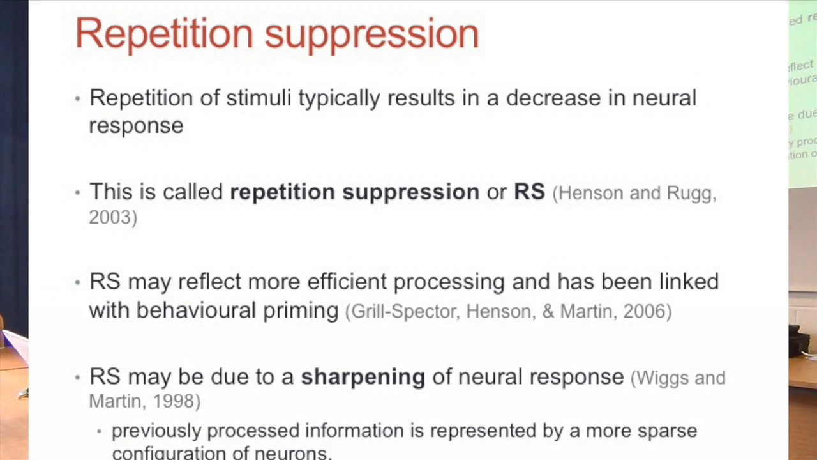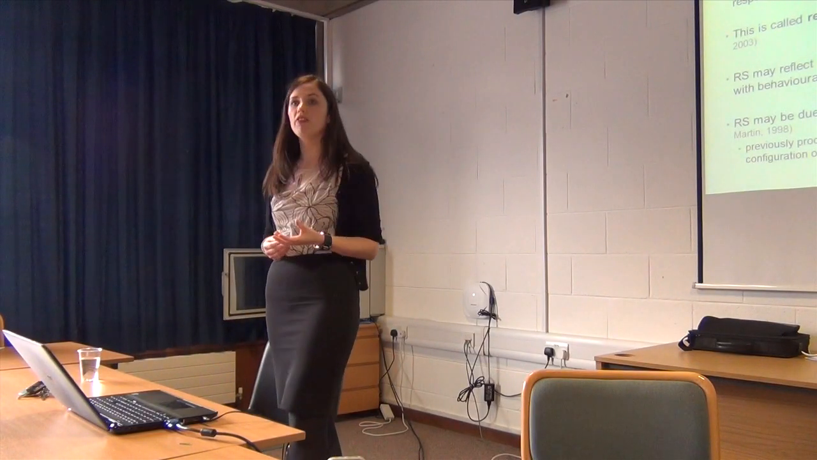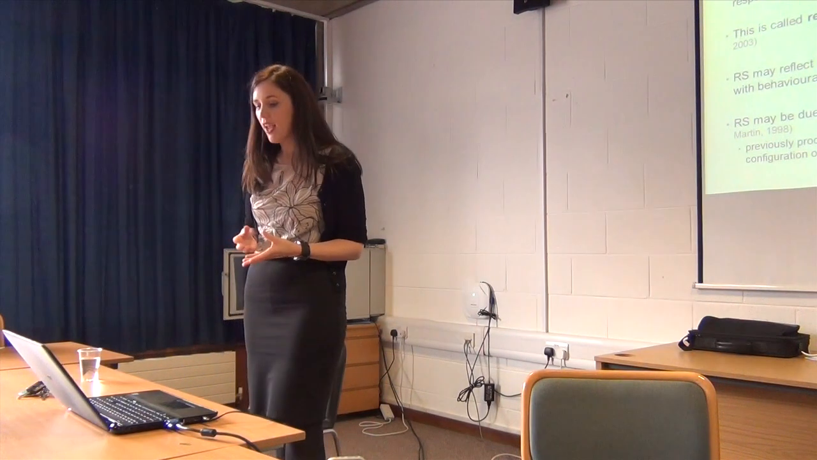There's been a number of theories as to what causes RS. It's been linked to more efficient neural processing, and it's also been linked with behavioural priming. We know, for example, that when we're presented with a stimulus and then we see it again later on, we respond more quickly and more efficiently to it. So repetition suppression seems to be a kind of neural reflection of that behavioural priming effect.